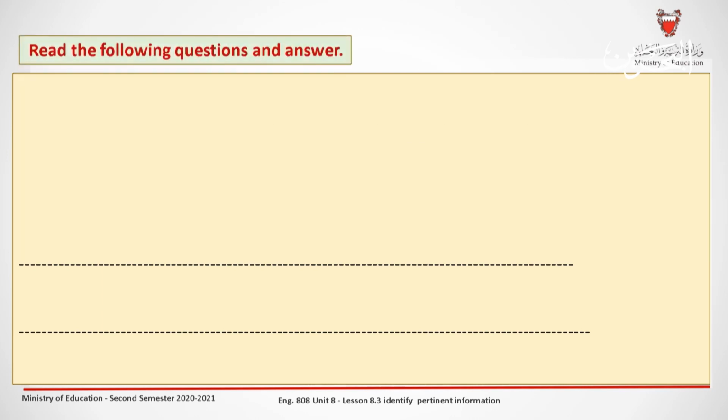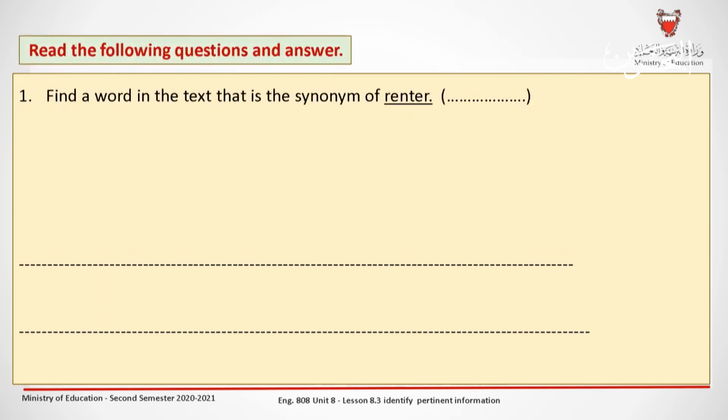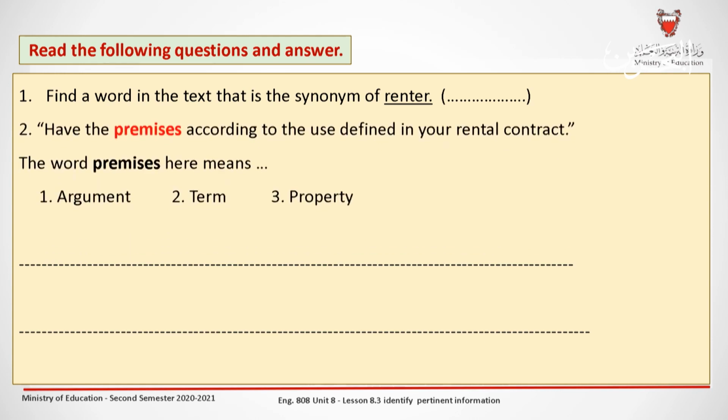Read and answer the following questions. Number 1. Find a word in the text that is the synonym of renter. 2. Have the premises according to the use defined in your rental contract. The word premises here means argument, term, or property.